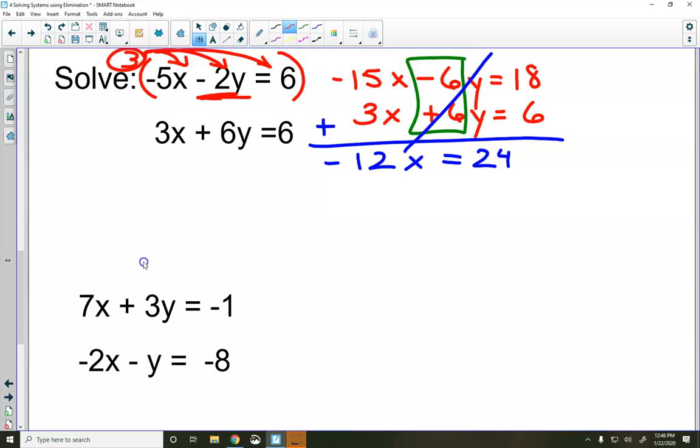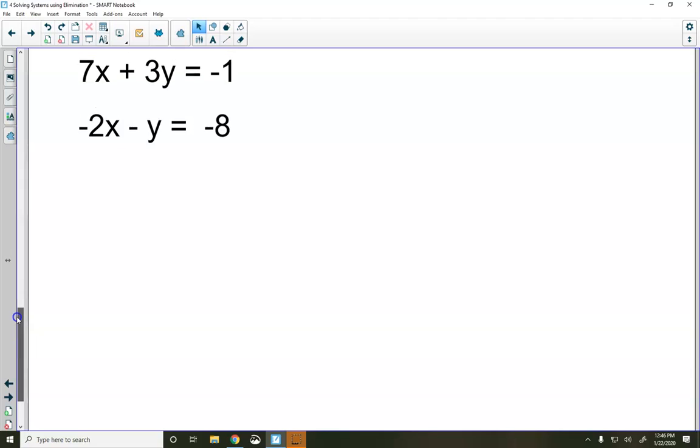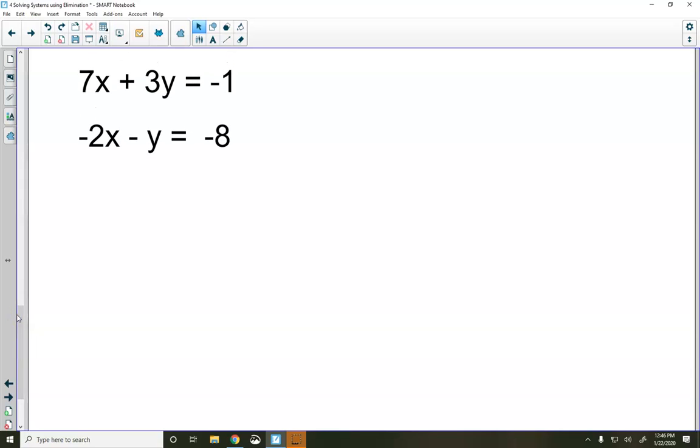I'm not going to go over how to solve it right now. I just want to go to the next problem. I want to focus again on just multiplying these two equations. Again, the x's do not have the same or opposite coefficients. The y's do not have opposite or the same coefficients. But I can get the y's to have opposite coefficients.